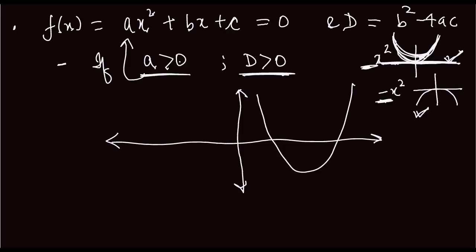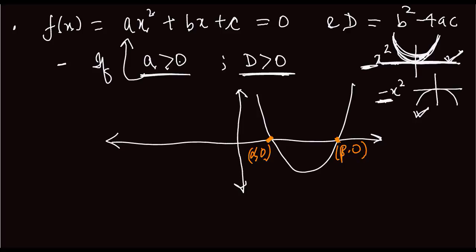So let's just draw this. This is the graph. Now let's say this point is alpha comma 0, this is beta comma 0. Of course they are on the x-axis, so the y coordinate will be 0.